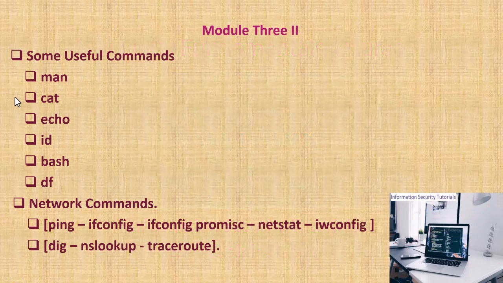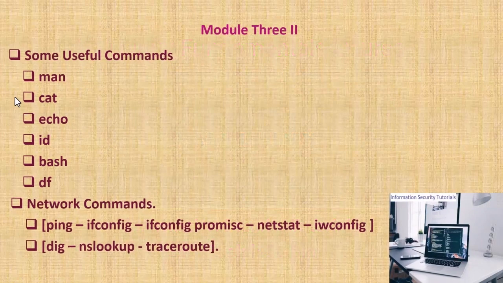Then we will talk about netstat, which will give you statistics about your network traffic, and iwconfig, which is similar to ifconfig to give you information about the configuration of the wireless card. Then we will talk about the dig command and nslookup, which are tools used for troubleshooting DNS servers. And the last command will be traceroute, which maps the route to some destination or some device on your network and so on. So let's start.